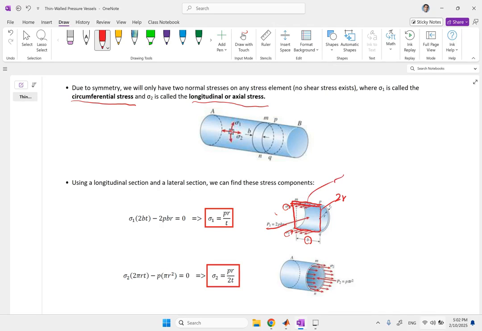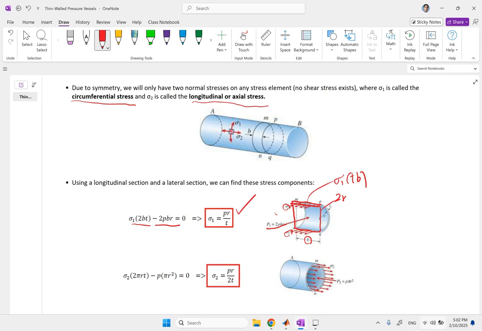So it is going to be sigma 1 times T times B, but you have two sets of that, so it's going to give you 2 sigma 1 TB. That should be equal to 2 PBR. And simplifying, your circumferential stress is going to be PR over T.